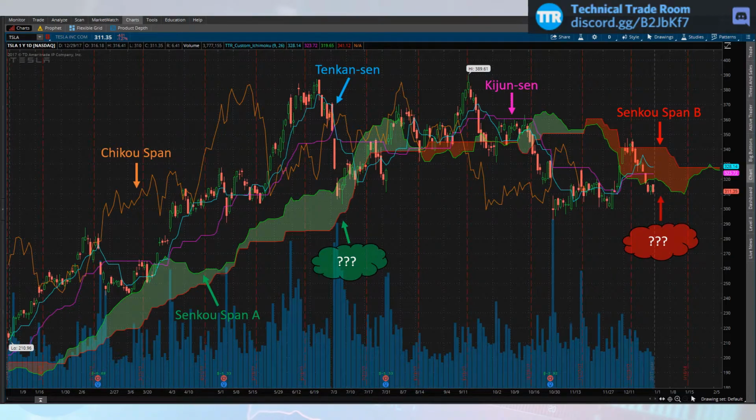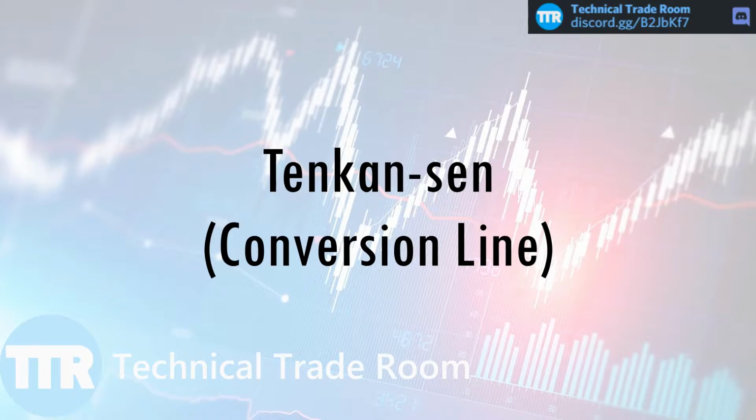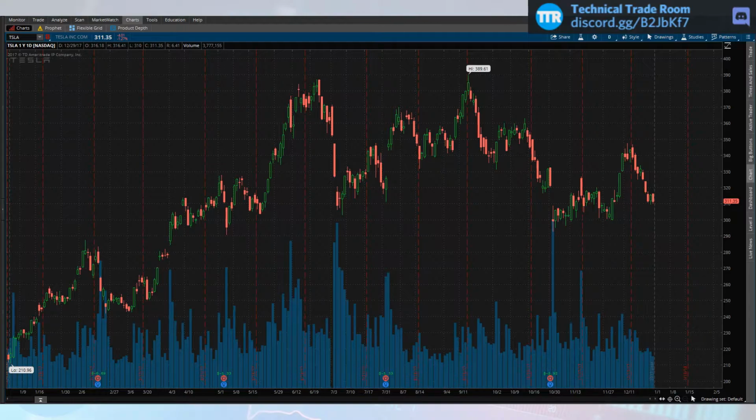The Tenkan-sen, also known as the conversion line. We're going to keep referring back to the Tesla daily price chart over the course of this video as we explain each individual part of the Ichimoku. Now I've isolated the Tenkan-sen on the price chart, which is represented by the cyan line on the screen. Now what looks very similar to a moving average, we're going to cover and explain how the Tenkan is computed and what that means to you.